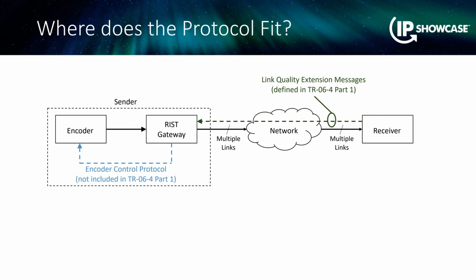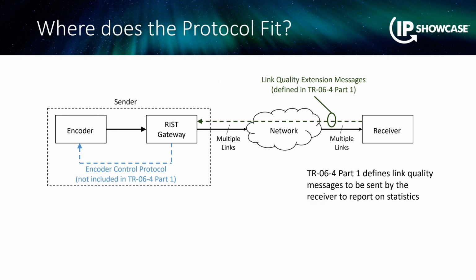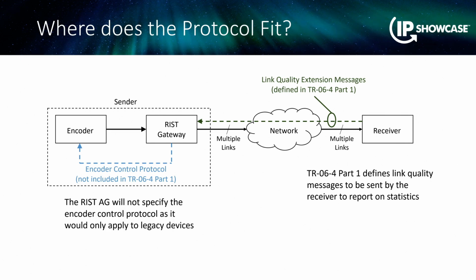All right, here's my framework. I have a sender and a receiver, and what we're going to define is link quality extension messages. That's what TR-06 part 1 defines, link quality extension messages from the receiver to the sender. Now, you could say, what about this protocol here? Well, if I have a RIST gateway and I can control an encoder, the RIST AG elected not to specify this because it would apply to basically legacy devices. And if you're going to upgrade a legacy device, you might as well do the whole thing. So we didn't touch that one.